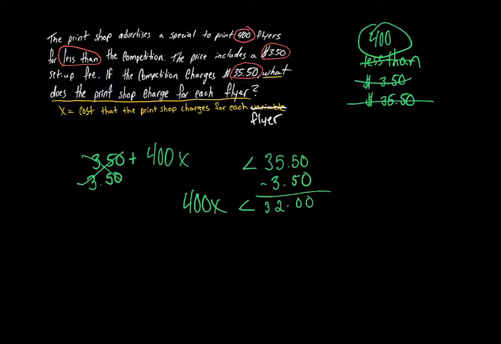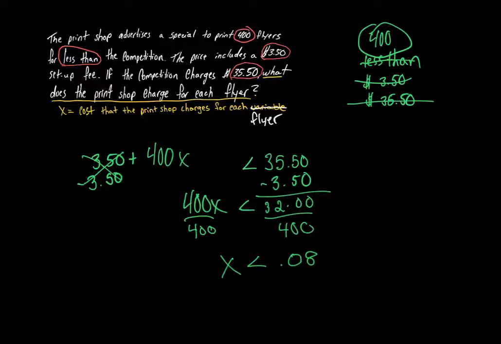Now to solve from here on out, you're going to do your second step. And your second step is to simply divide 32 by 400. So you're going to divide this side by 400, divide this side by 400, and you get x is less than 0.08. And remember that was cost.